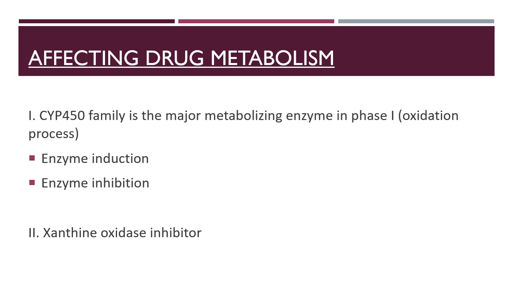Next one is about the cytochrome P450 family. These are enzymes, the major metabolizing enzymes in phase 1, especially for oxidation, reduction, hydrolysis. What is phase 1? This question is asked in your viva. So there may be enzyme induction, there may be enzyme inhibition. Then another group is the xanthine oxidase inhibitors, which are given to control uric acid, like allopurinol.